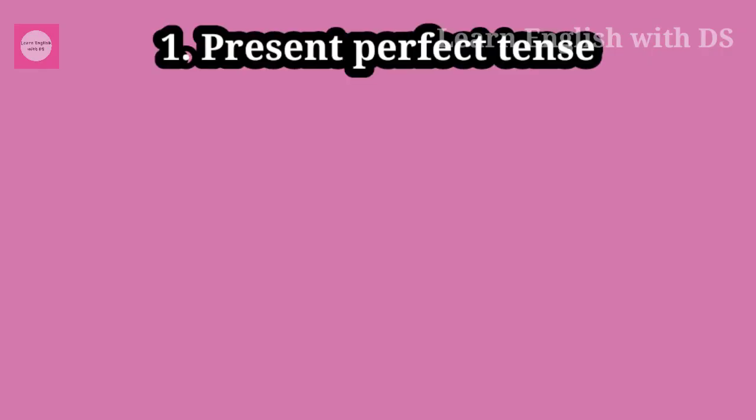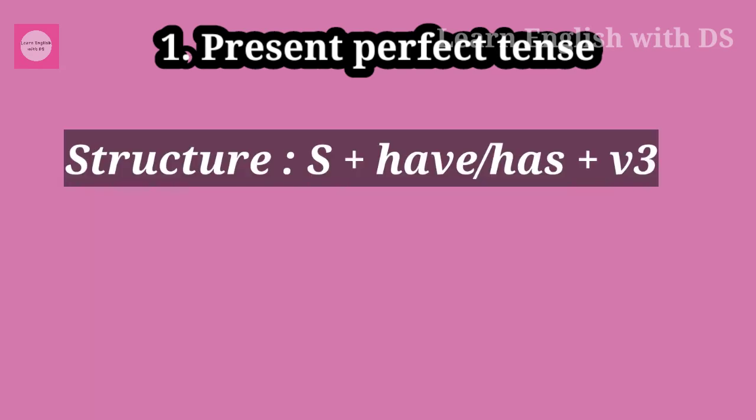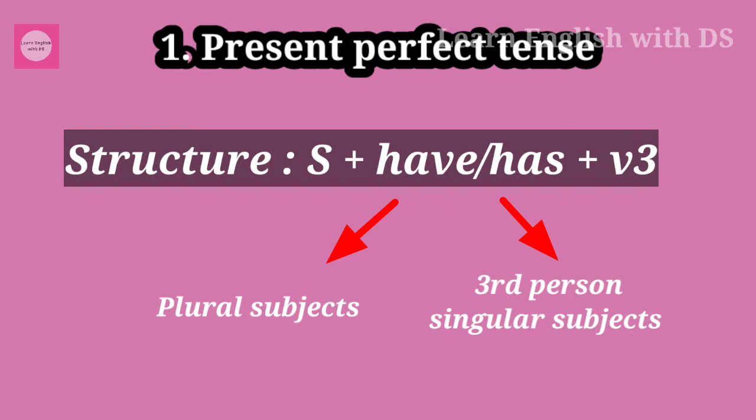First, we shall begin with present perfect tense. The structure of present perfect tense is subject plus have or has plus past participle. That is third form of verb. Have is used with plural subjects. Has is used with third person singular subjects.